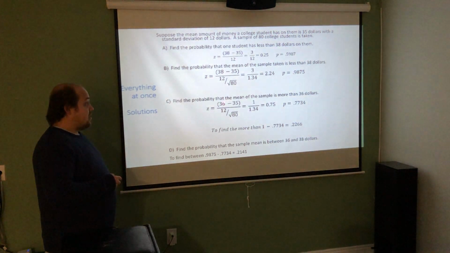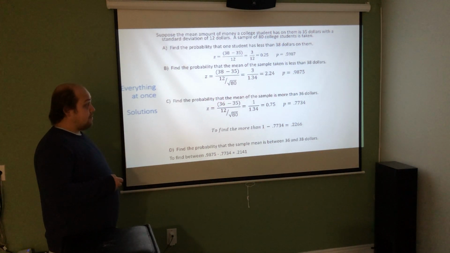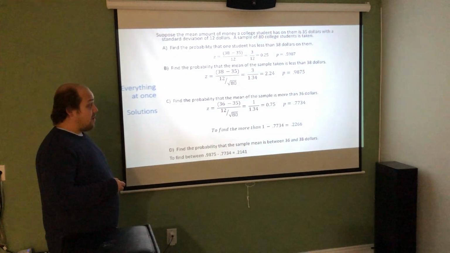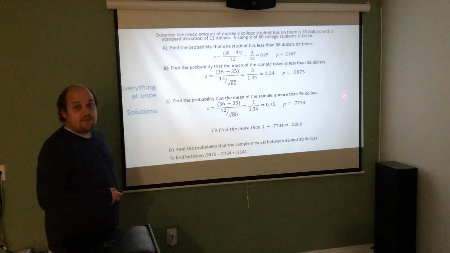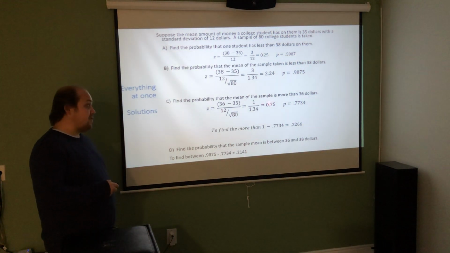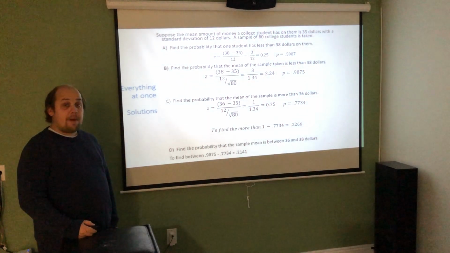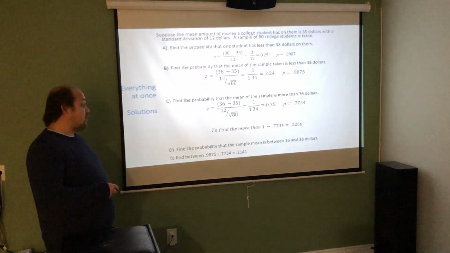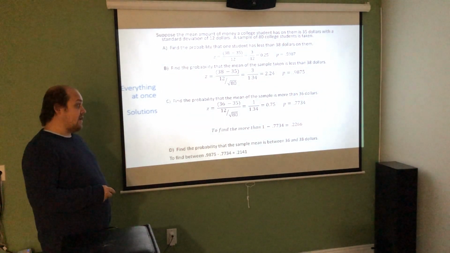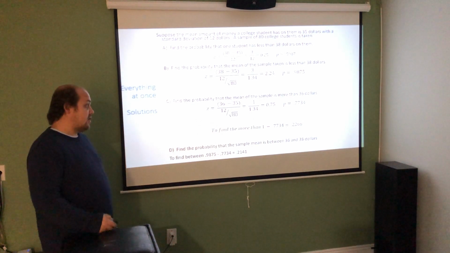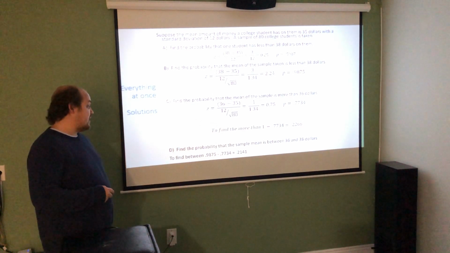For part C, the probability that the mean of the sample is more than $36, we do everything to find the z-score that we did above, but once we find this p-value in the table by looking up 0.75 on the positive side of the table, we have to do 1 minus the p-value to find the answer to our probability question. So we get 0.2266.